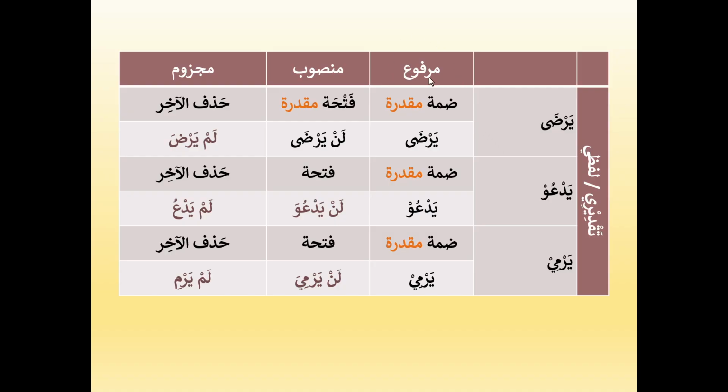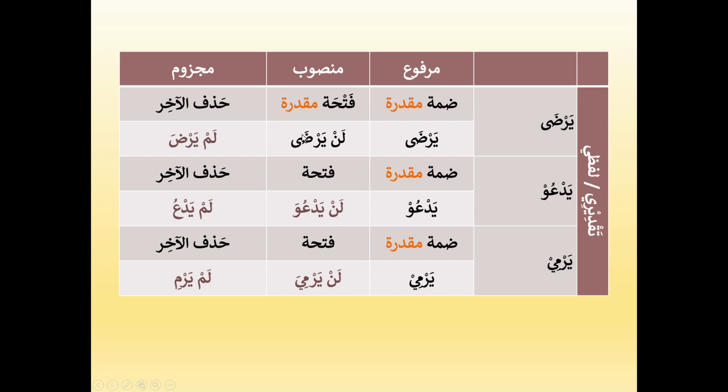When it is marfu, we would say yarda, because it's already yarda in the marfu case, and you cannot see the alif. I know you see the alif there, but this is not actually the alif, this is the way you write it, yarda. Then the dhamma cannot be seen. So this is why we say it's muqaddara. The alif prevents you from seeing the dhamma.